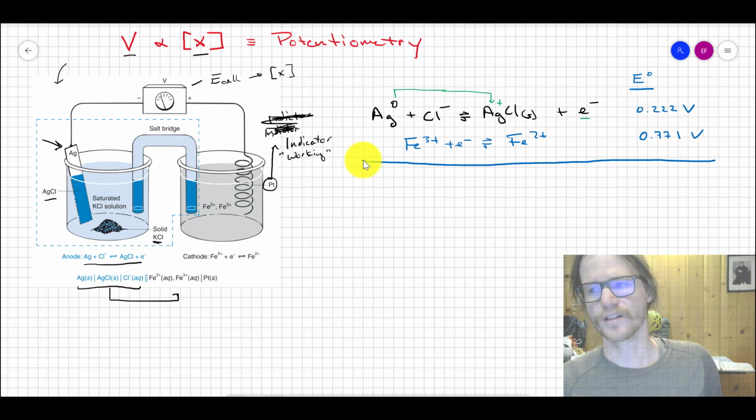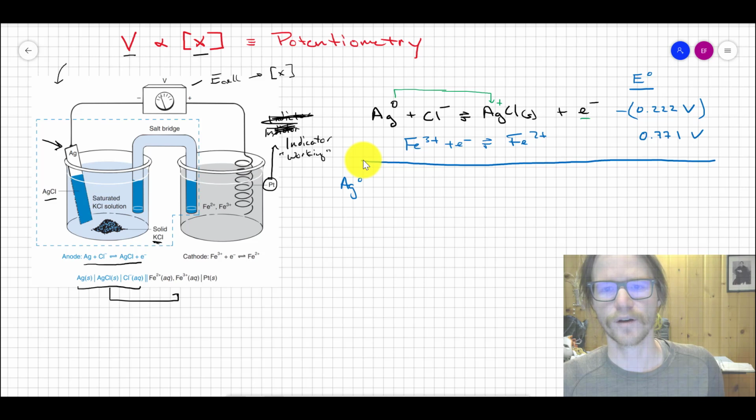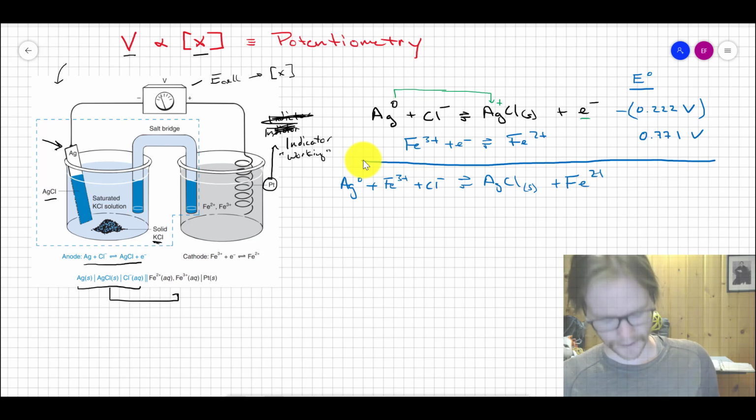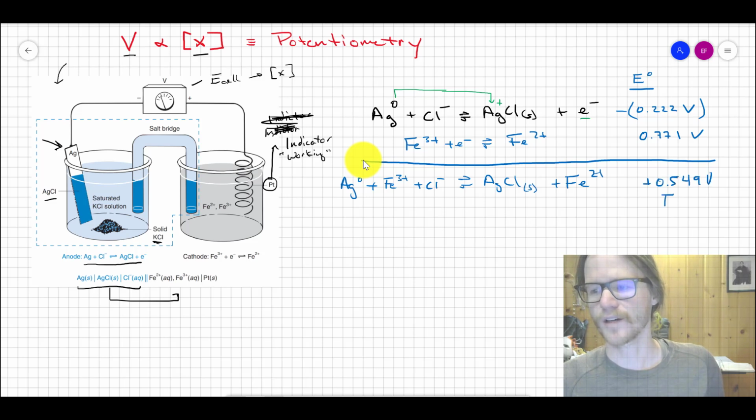So of course this first reaction is not written as reduction, so we need to flip that one around. So we can add these things up, and what we get is silver 0 plus iron 3 plus chloride proceeds to make silver chloride solid plus iron 2 plus. We have an electron transferred in each. So we need to add these two things up. That gives us positive 0.49 volts. That's our E naught cell. That's a standard reduction potential of the cell, or the difference between the standard reduction potentials in the cell at standard temperature and pressure, and assuming 1 molar of everything.